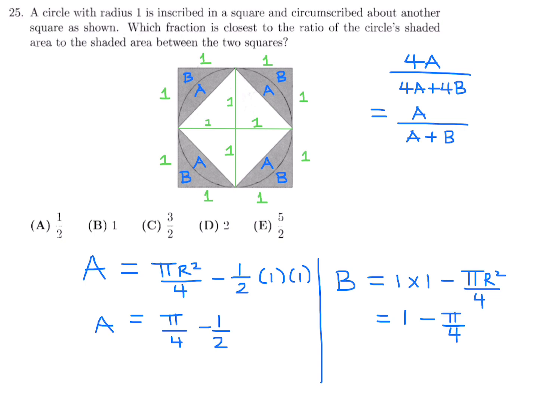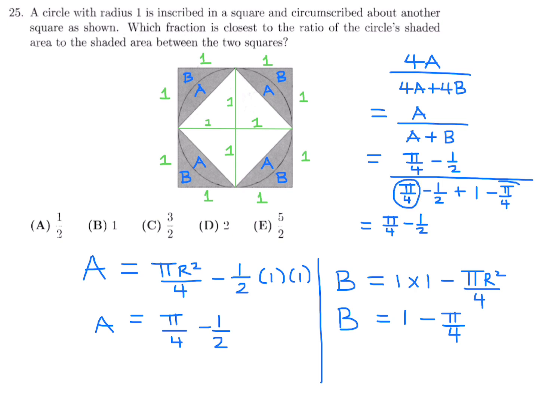There you go. I've got A, I've got B, and now I can figure out this A over A plus B. So it's going to be pi over 4 minus 1/2, and then A plus B is pi over 4 minus 1/2, plus B, which is 1 minus pi over 4. So this becomes pi over 4 minus 1/2, and here this pi over 4 cancels with this, and you get 1 minus 1/2, which is 1/2. So I can invert and multiply that 1/2 as 2 over 1. And finally, this just becomes the following.